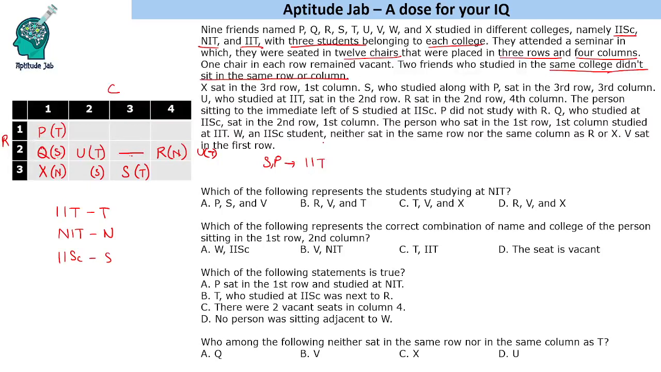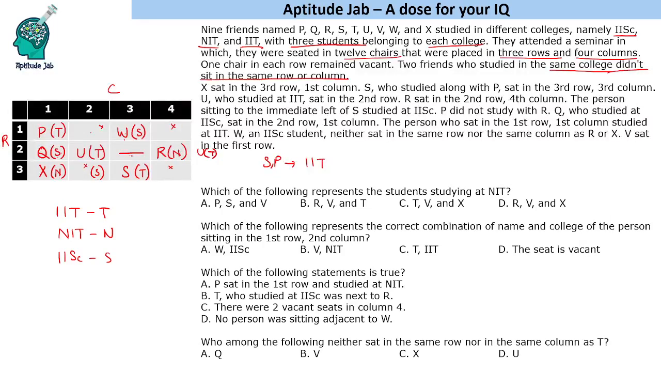W and IISc student neither sat in the same row nor the same column as R or X. So W cannot come here. W is from IISc and cannot sit in this place. W cannot sit here. Right? So W has to be one of these 2 places. Now this person is from IISc. So W cannot sit in this place as well. So this is W from IISc.